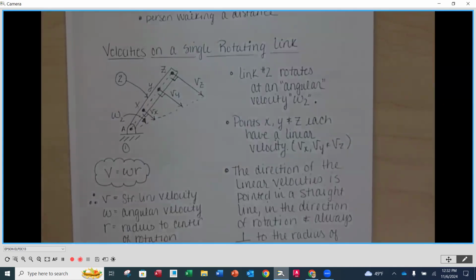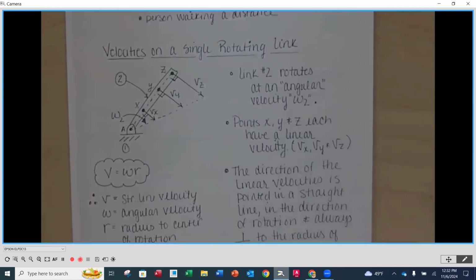Okay, velocities are always perpendicular to something. Straight line velocities are always perpendicular to something. You just have to find what you're perpendicular to. And in this case, it's the radius back to the center of rotation. So those are directions for us.